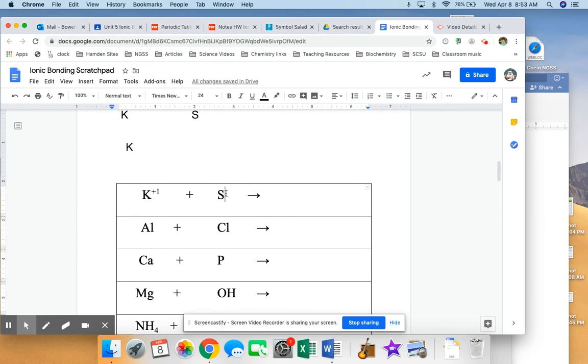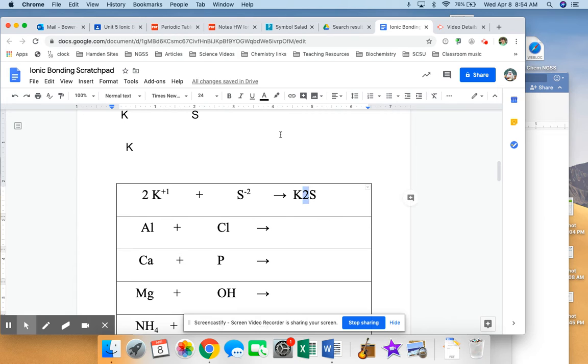And each S is going to get a -2 charge because that S got 2 extra electrons, 1 from each K. But each K got a +1 charge because each one lost 1 electron. But notice that we needed 2 potassiums to make sure that S was full. So we need 2 potassiums, 2 +1 charges to balance out that -2 charge. So that means our formula has to take into account we have 2 Ks and 1 S.